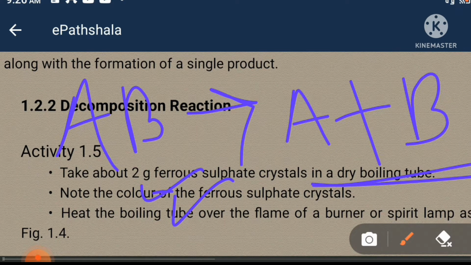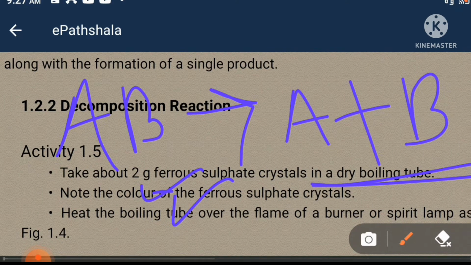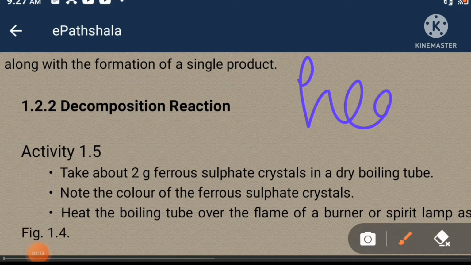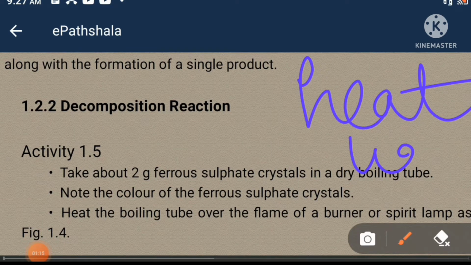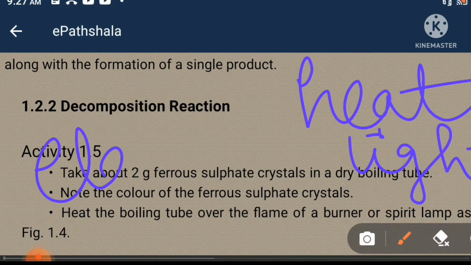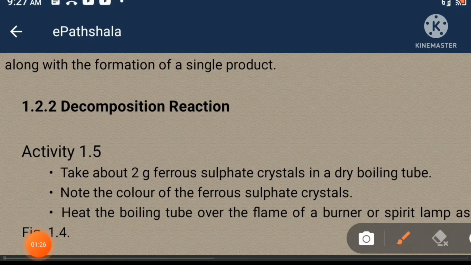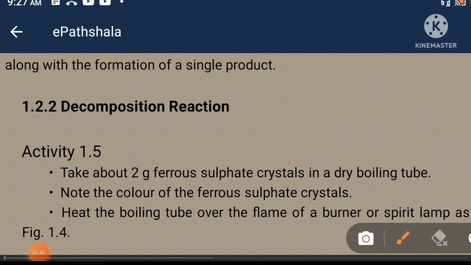So how is this reaction carried out? By heat, light or electricity. These are the agents of decomposition reaction. What are the agents of decomposition reaction? Heat, light or electricity. It means this reaction is carried out in the presence of heat, light and electricity.